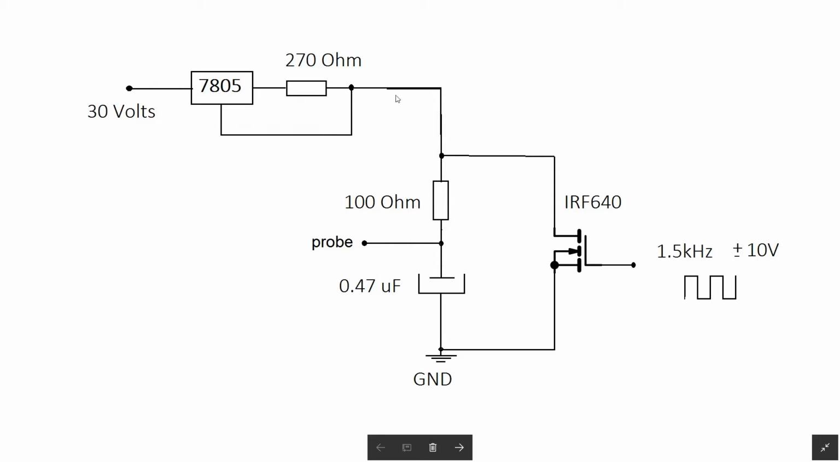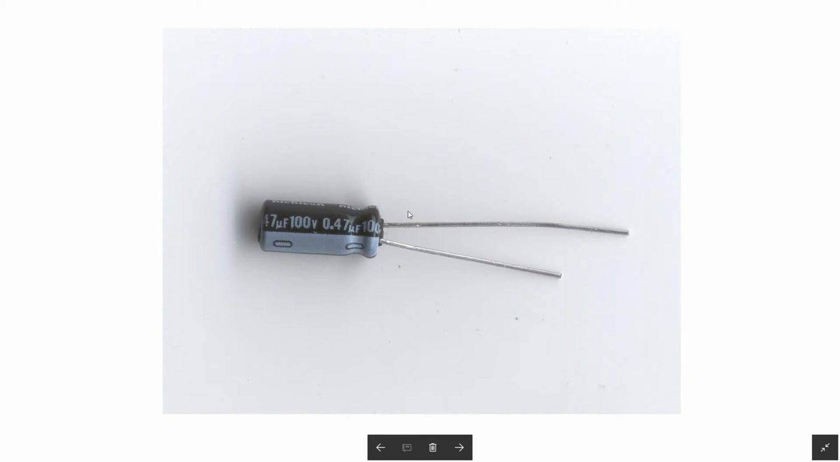The current source will not affect the discharge of the capacitor, because all the current from the current source will also go through the short circuit created by this MOSFET. This is the capacitor I'm going to be using for this example. It's a 0.47 microfarad capacitor, 100 volt rating.